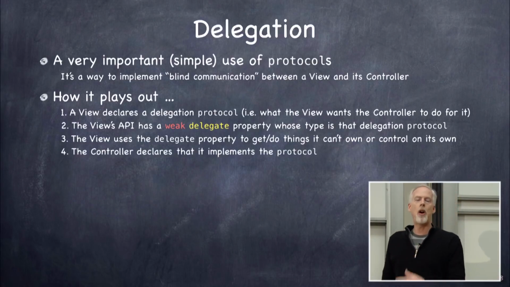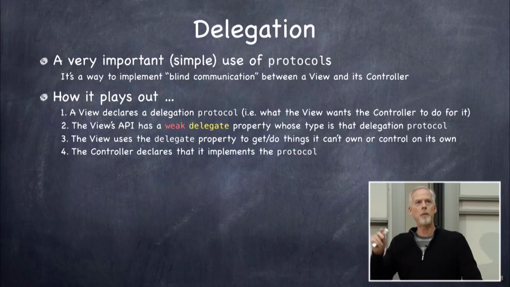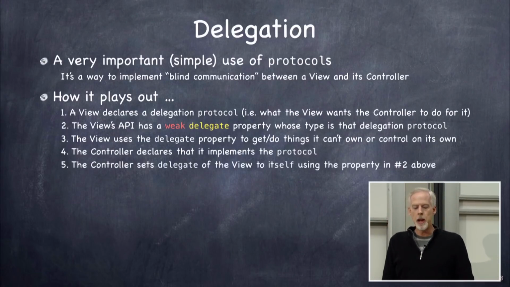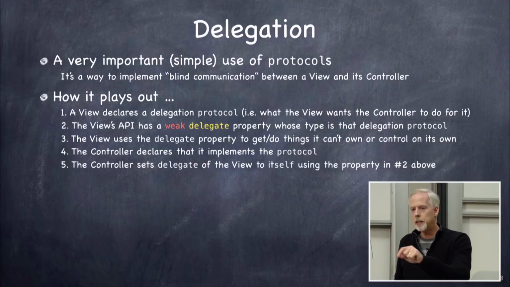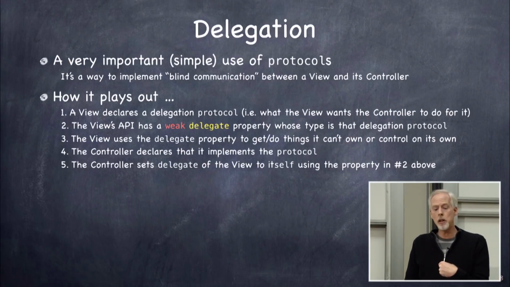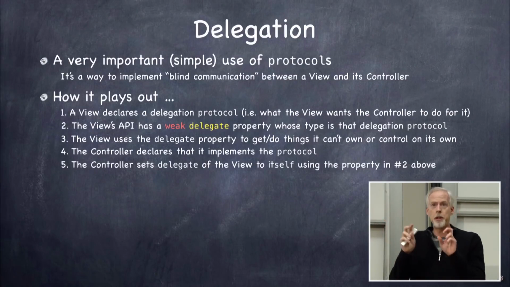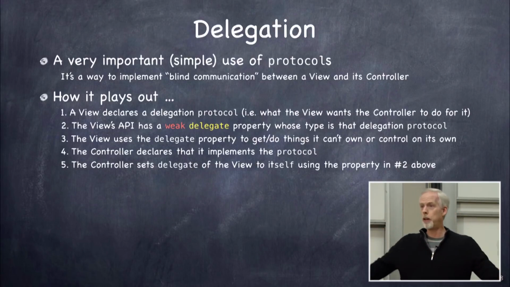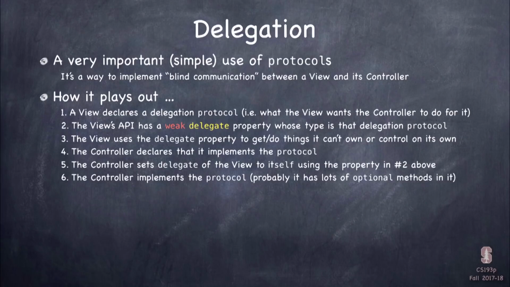Then the controller comes along and raises its hand and says, I implement that scroll view delegate protocol by putting it on its little class line right there. And the controller sets itself as that delegate var. It literally says that delegate var equals self. So it's setting itself as the delegate. And that's legal because the controller has claimed, hey, I implement that delegate, and that delegate is of type that protocol. All's good. And then, of course, the controller has to implement all the methods in the protocol. But since this is an Objective-C protocol, it actually only has to implement the non-optional ones.